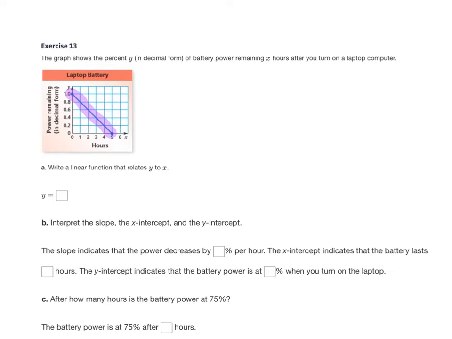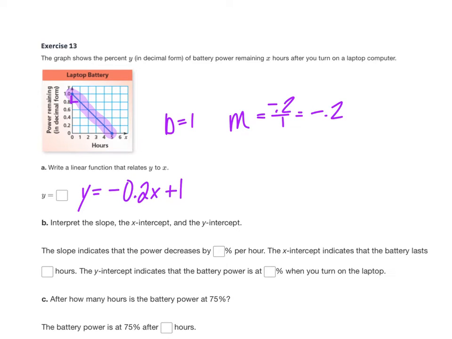This is a negative slope. And it says write a linear function that relates y to x. So I can see that my y-intercept is 1, so I know my b value is 1, right? And it's going down 0.2 and over 1. So it's going down 0.2 over 1, which is the same as just negative 0.2. So my slope-intercept equation is going to be y equals negative 0.2x plus 1.